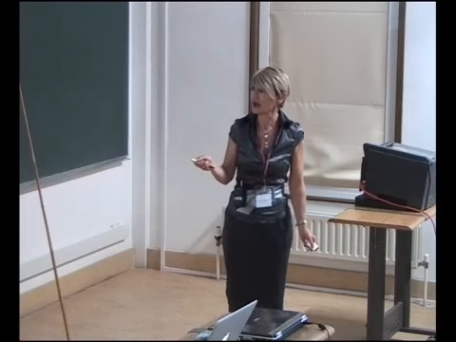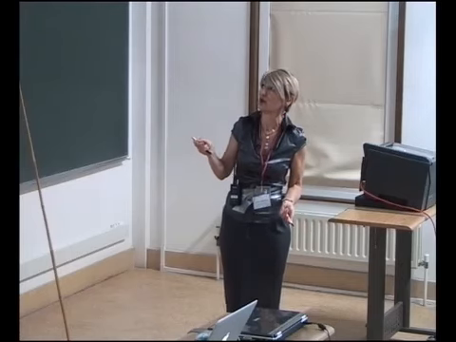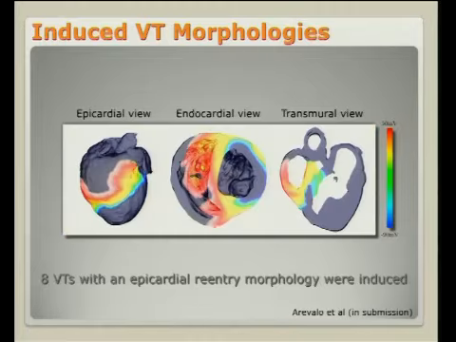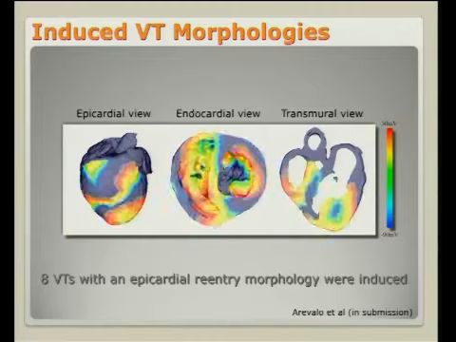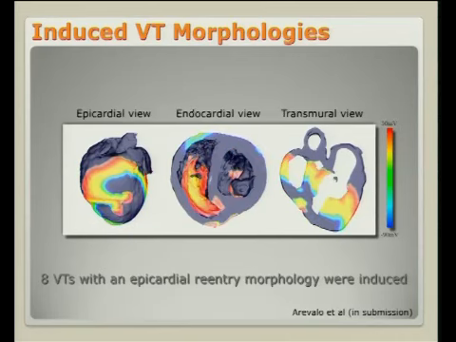However, when we did this protocol, what we noticed is of the 28 sites, we induced 8 VT morphologies. All of them have epicardial reentry. And I'm going to show you movies of epicardial view, endocardial view, and transmural view. So initially, you will see the pacing. So it's been paced from a site close to the apex, the pacing stopped.